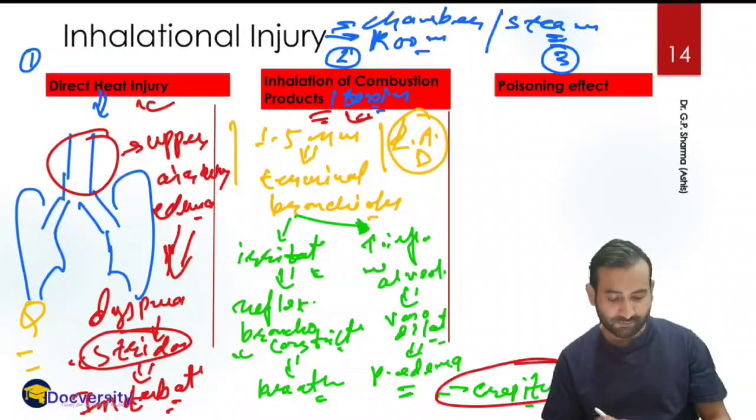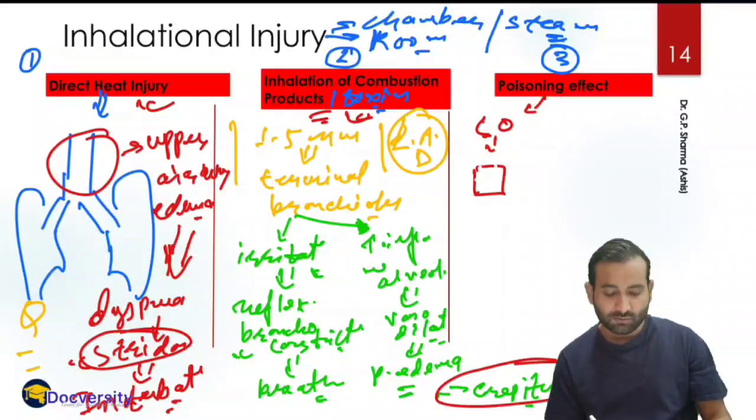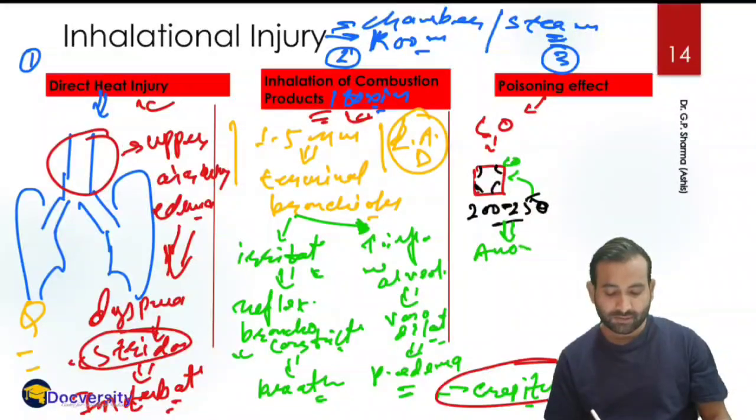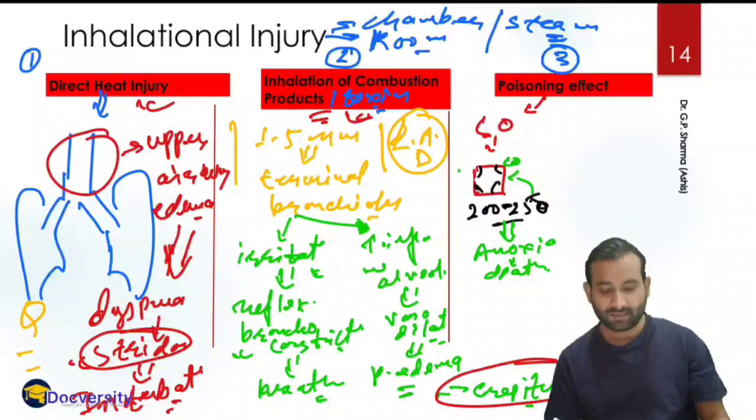The third mechanism is the poisonous effect. In the poisonous effect, we see number one, CO poisoning, carbon monoxide. Carbon monoxide has an affinity for hemoglobin about 200 to 250 times more than that of oxygen, so it will replace all the oxygen from the hemoglobin. If it replaces all the oxygen from the hemoglobin, then what happens? It produces anoxia. This anoxia causes the death of the patient. This is one mechanism of carbon monoxide, right?